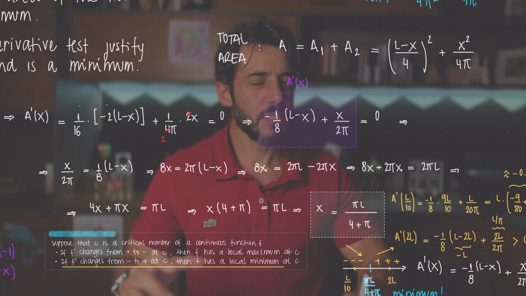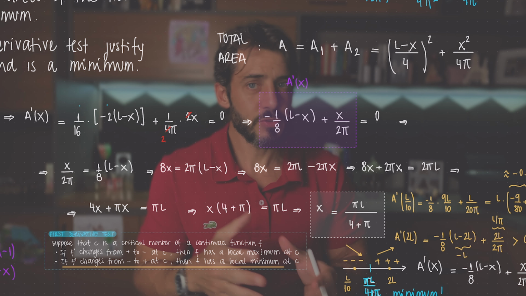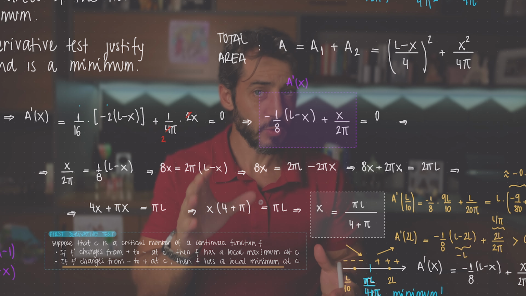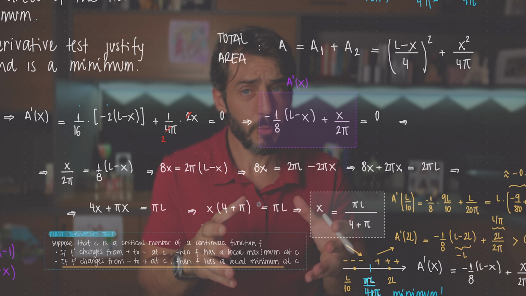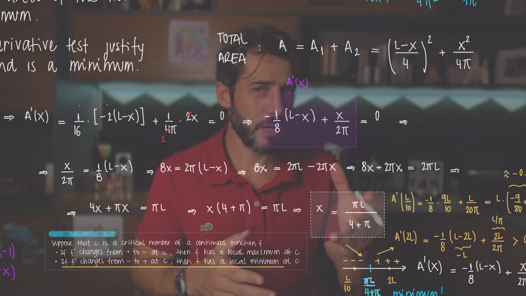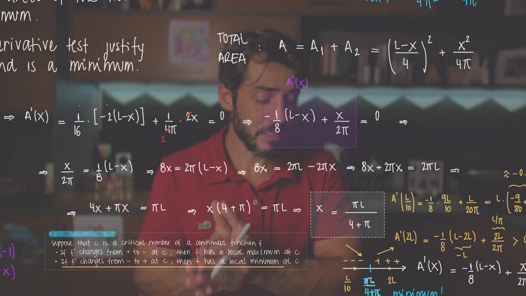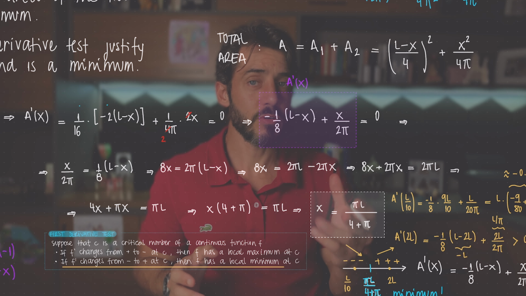And this is exactly what you need to write. Given that the sign of the derivative changed from negative to positive around x equals c, x equal the critical point, which means x equals pi L over 4 plus pi, we have a local minimum when x is equal to pi L over 4 plus pi.